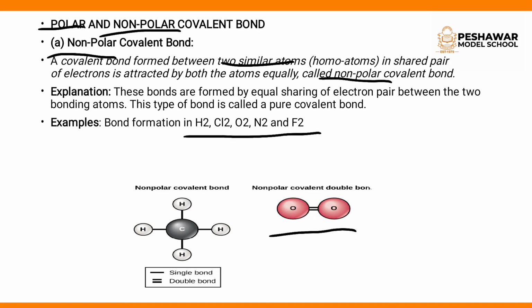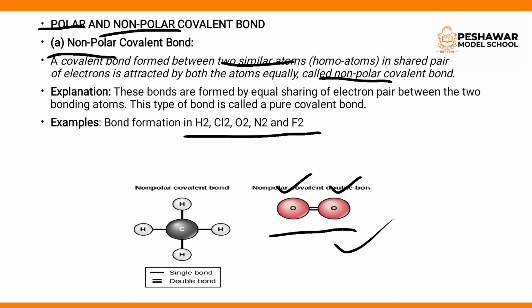The example of a non-polar covalent bond is the bond formation in the molecule of O2. Now both are oxygen atoms. This oxygen atom and this oxygen atom will keep the shared pair of electrons between them, and no oxygen atom is going to attract that shared pair of electrons more towards itself, because both the oxygen atoms are the same. So there is no charge on these oxygen atoms, and hence the molecule is known as non-polar, and the bond formed between them is called a non-polar covalent bond.